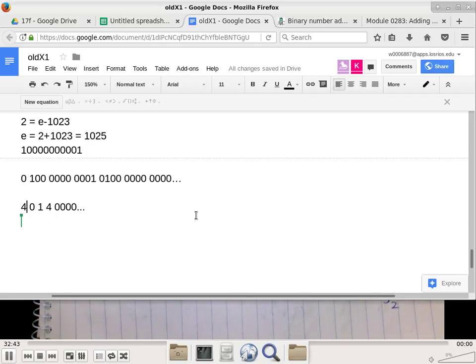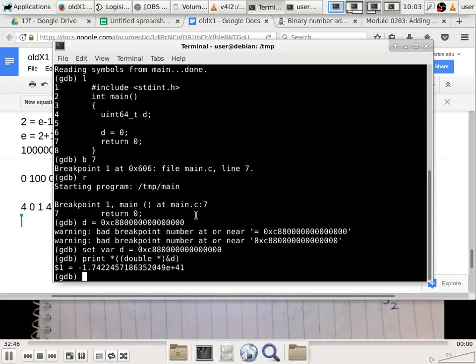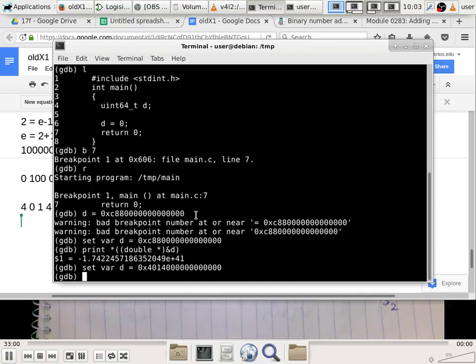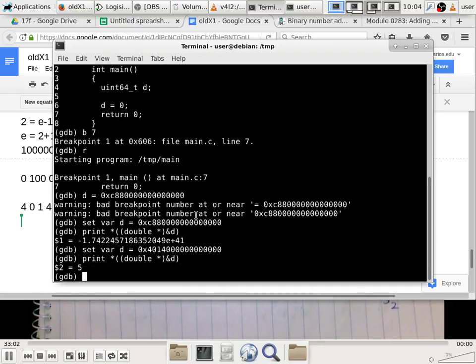Okay, so it's time to test it. So we go back to the GDB, which is still here. Okay, we'll say set var d equals to 0x4014, and then we have 12 zeros here. 1, 2, 3, 4, 5, 6, 7, 8, 9, 10, 11, 12. Press the enter key, and then print it again, and it's just 5.